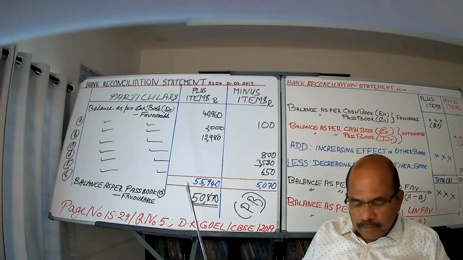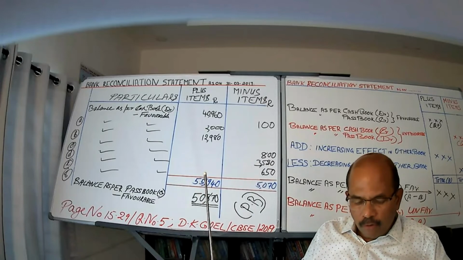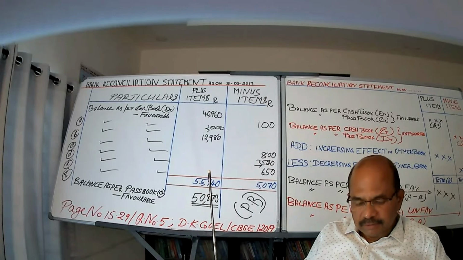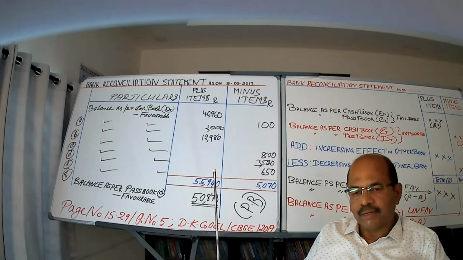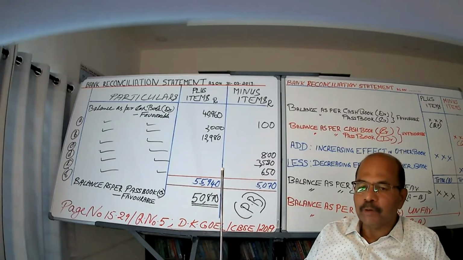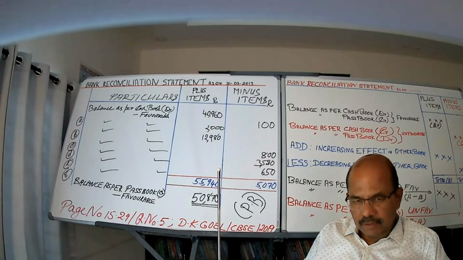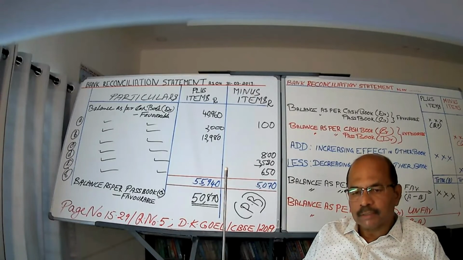Checks totaling rupees 12,980 were issued by the company and duly recorded in the cash book before March 31, 2017, but had not been presented at the bank for payment until after that date. This can be condensed: check issued, not presented. A predominant factor in any bank reconciliation. What's the amount? 12,980. Assume 1 lakh favorable in both the balances.